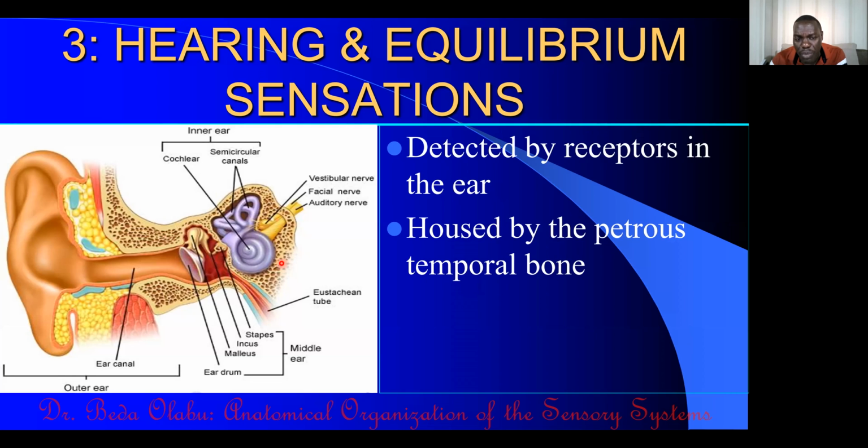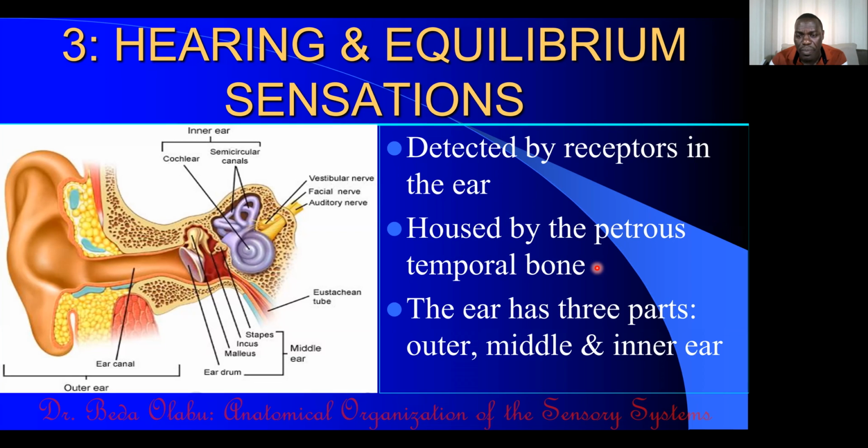And the petrous part of the temporal bone is just one of those parts of the temporal bone which are on the skull base. This particular part is the one that houses the receptors for hearing and those for equilibrium. So basically it houses what we call the ear.